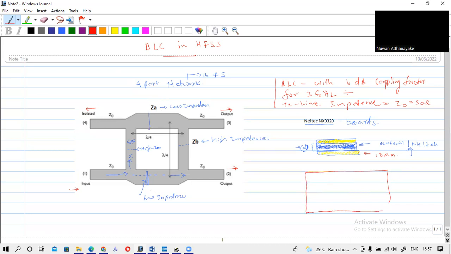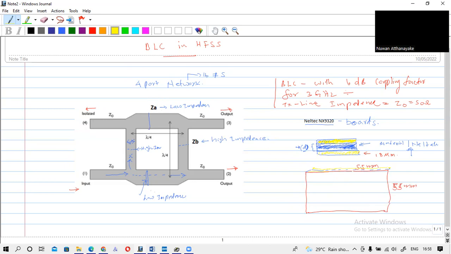Normally this dielectric board is a 55 millimeter by 55 millimeter square board. This is the top view. This is a copper plate, then we have the dielectric layer like this, and again the other copper plate after the dielectric material. So this is the top view.